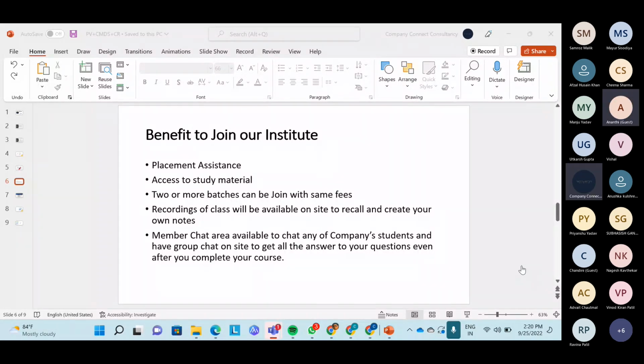So we can say once you complete the course, you will be able to understand and face any of the interviews in the CRO and IT industries as well.